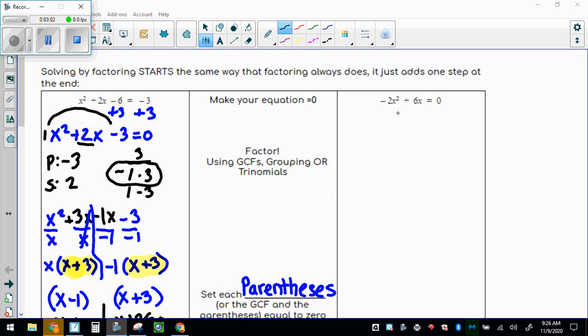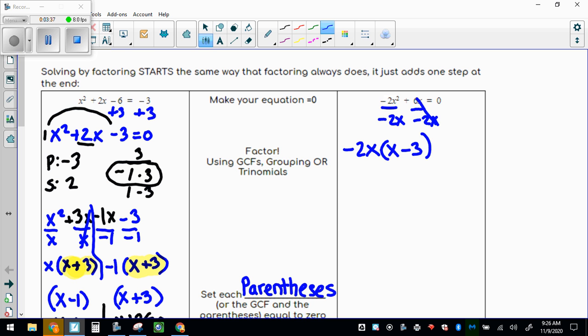In this next example, we only have 2 terms, so we're going to pull out the GCF. The GCF of -2 and 6, if we look at our factor chart, is -2. They both share x's. The least amount of x's they share is 1x. So we're going to divide them out, just like we've done. -2x squared divided by -2 is just x. -6 divided by -2 is 3, and the x's cancel.